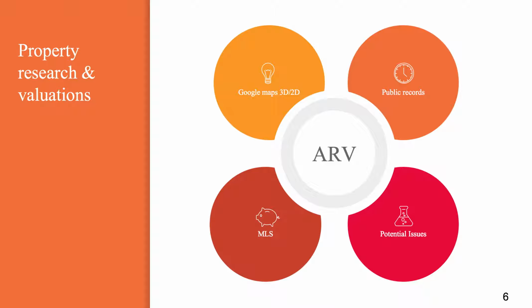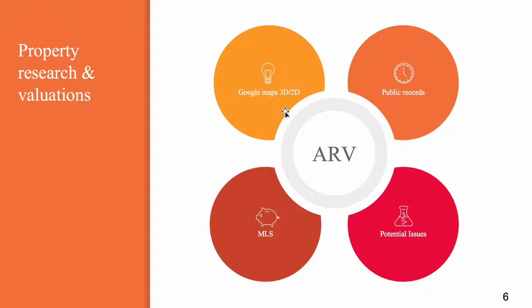Property valuations: research to get your ARV, or after repair value. It's so important to find out what that property is worth. There's a bunch of different things that go into an ARV. You want to look at Google Maps. Google Maps is going to tell you whether there's an apartment building right in their backyard, or they're right next to a recycle facility, or a landfill, or if they're right near a river. You want to check the flood zone maps. You want to see potential hazards.